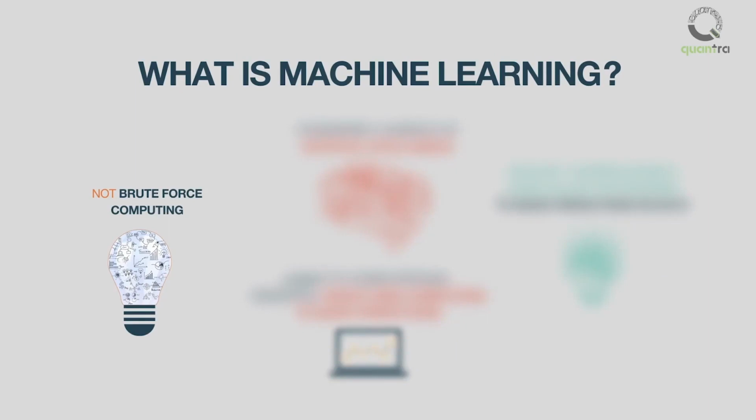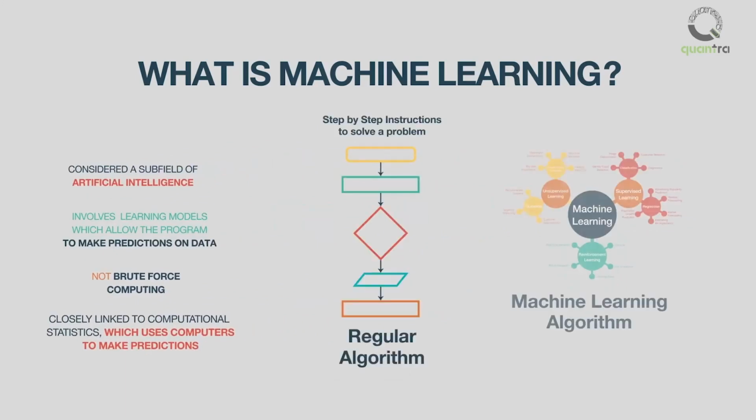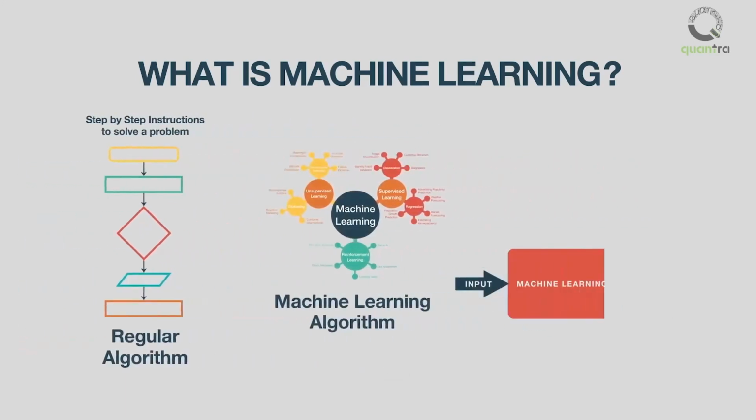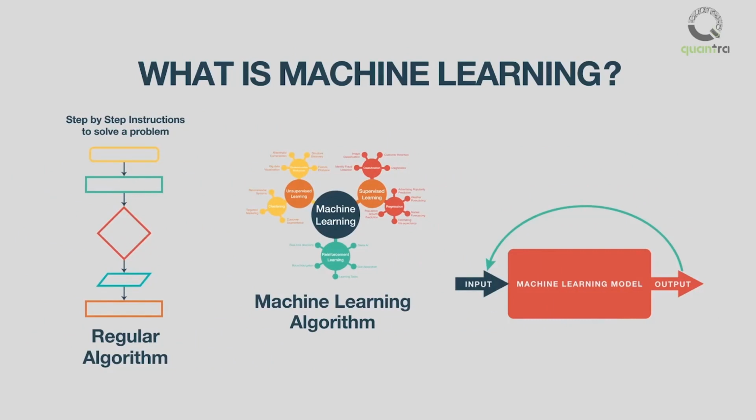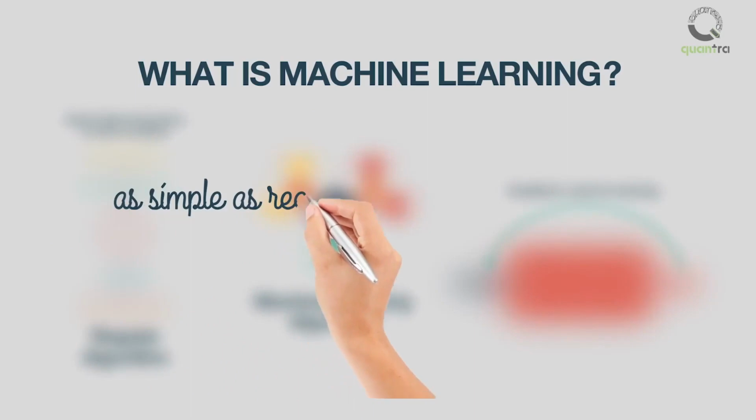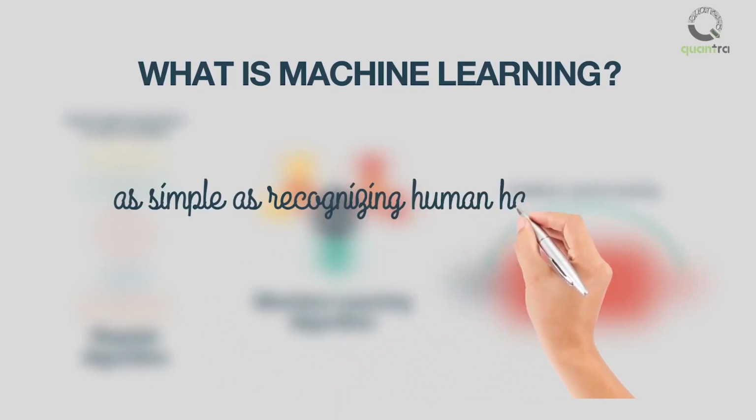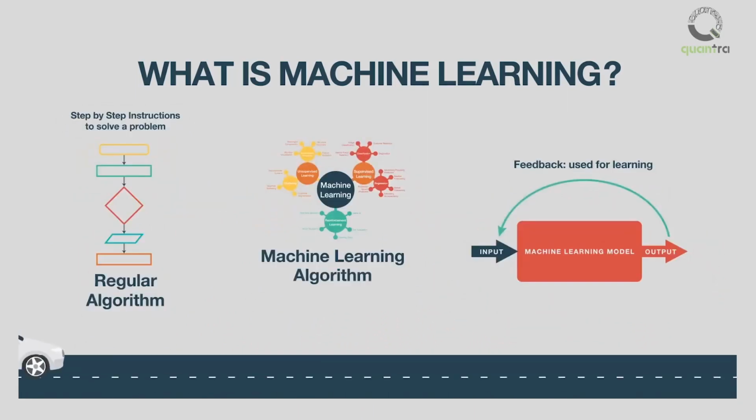Not applying brute force in computing helps, as the key difference between a regular algo and a machine learning algo is the learning model. A learning model allows the algorithm to learn from the data and make its own decisions. This allows machines to perform tasks which are otherwise impossible for it to perform. Such tasks can be as simple as recognizing human handwriting, or as complex as self-driving cars.